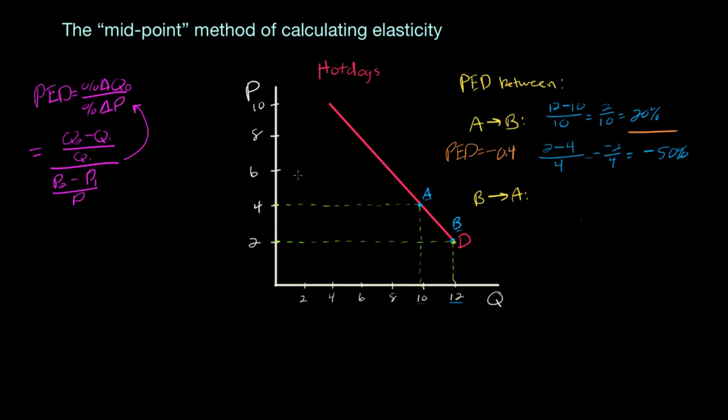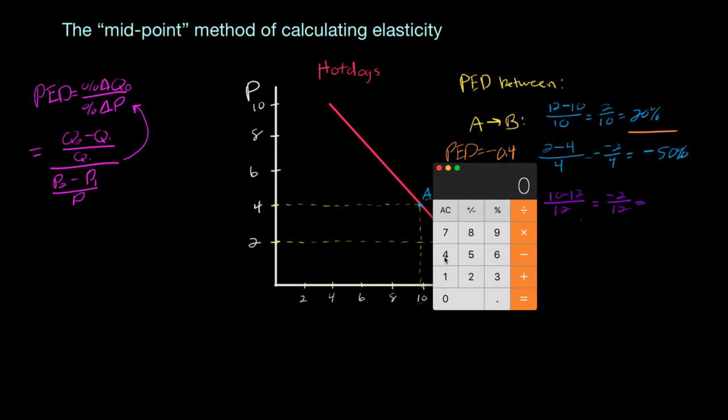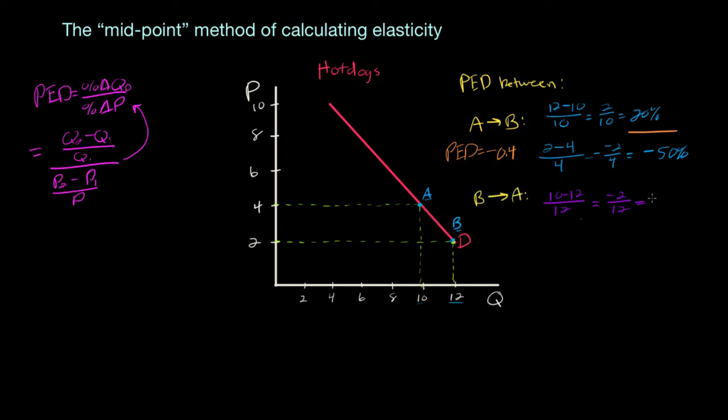So let's see if the same result occurs when we go from $2 to $4. When we go from point B to point A, we have a new quantity of 10 and an original quantity of 12. So we can do 10 minus 12 divided by the original quantity of 12. That's going to give us a negative 2 over 12, or negative 1/6. Let's calculate negative 1/6. We can do 1 divided by 6. That gives us negative 0.16. We'll round that to negative 0.17, negative 17% basically. So the quantity now falls by 17%. So we have negative 17% change in the quantity.